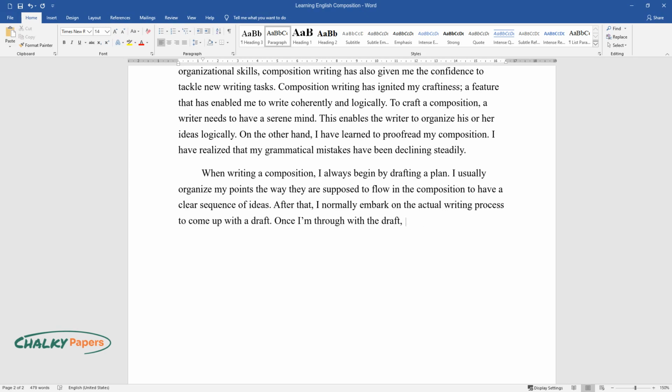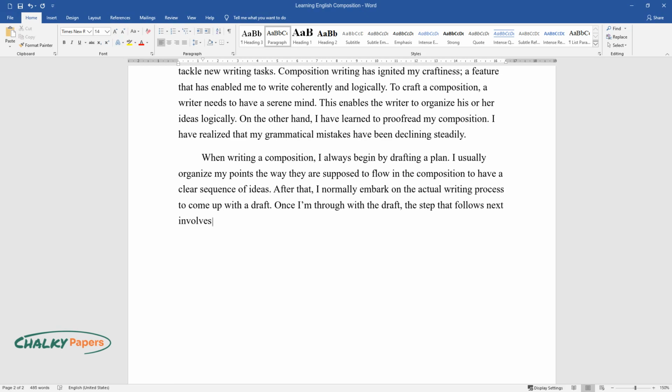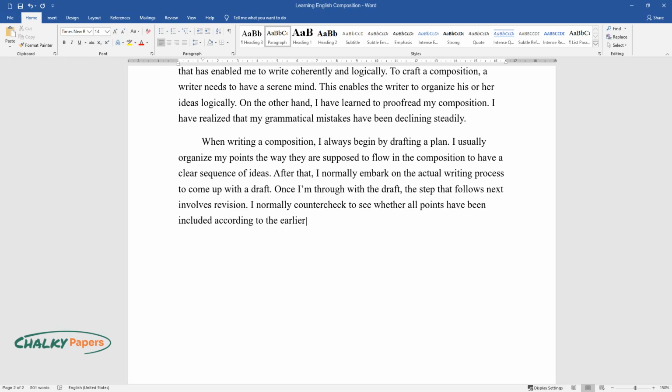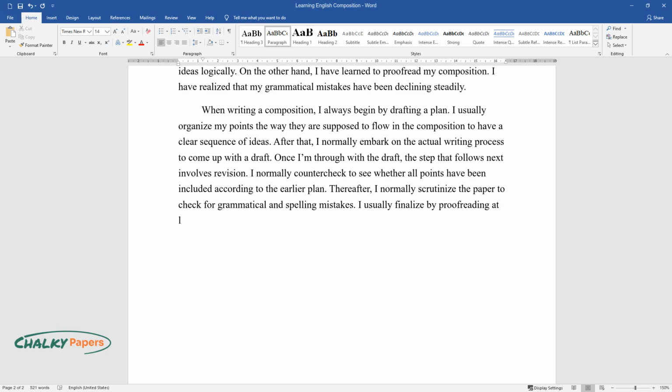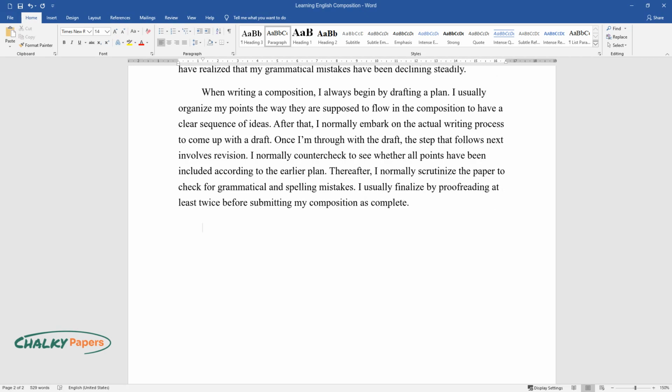Once I'm through with the draft, the step that follows next involves revision. I normally countercheck to see whether all points have been included according to the earlier plan. Thereafter, I normally scrutinize the paper to check for grammatical and spelling mistakes. I usually finalize by proofreading at least twice before submitting my composition as complete.